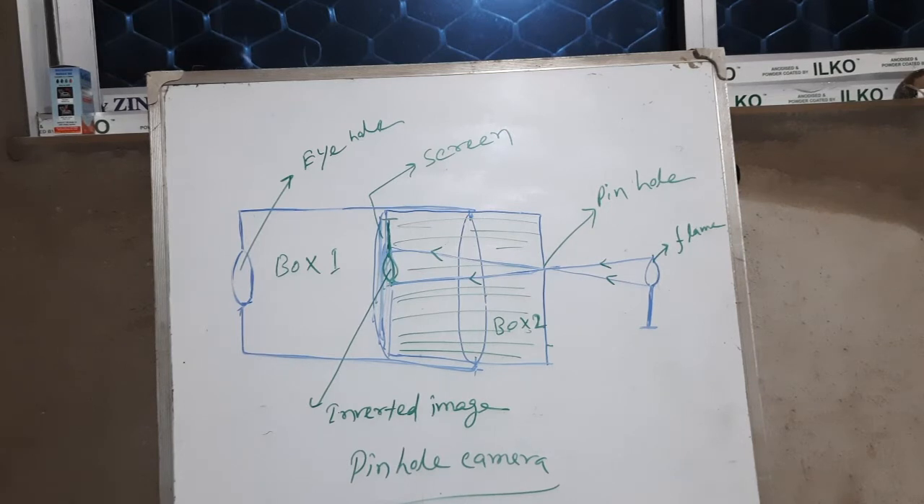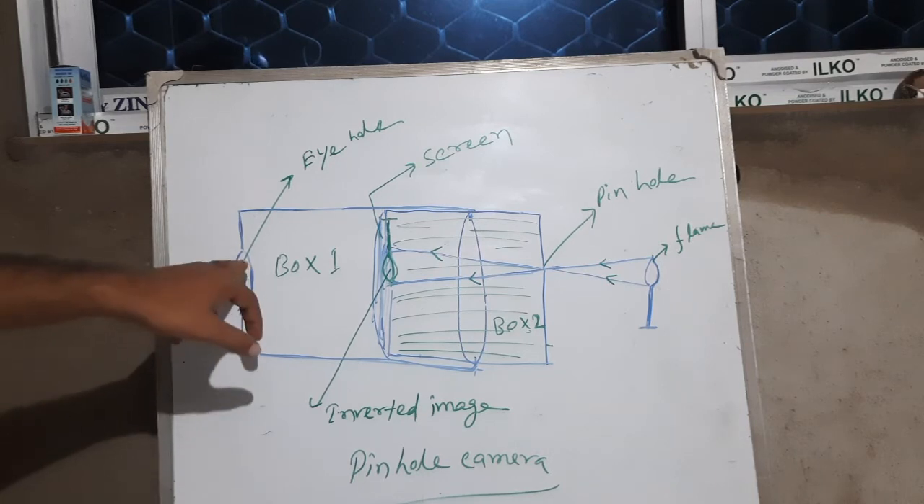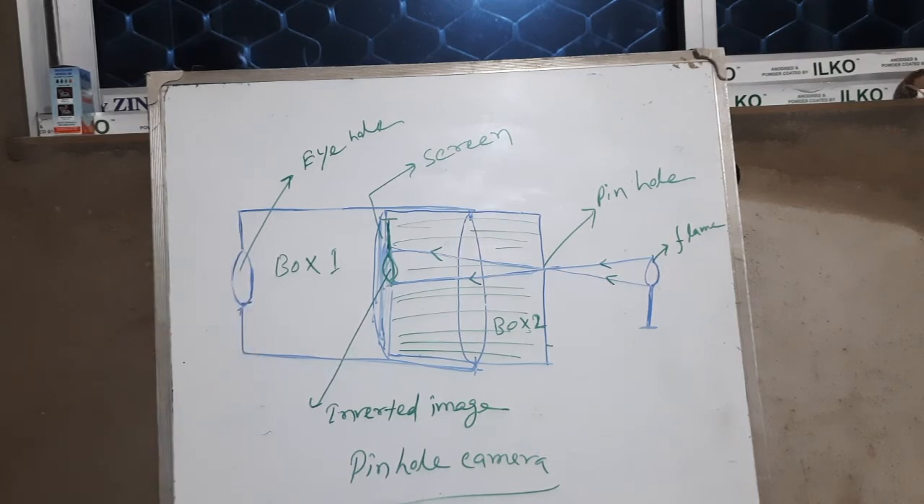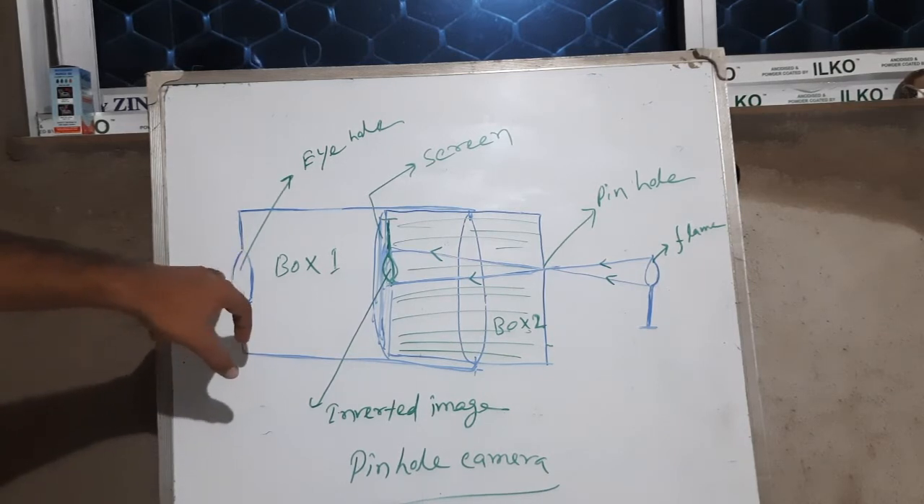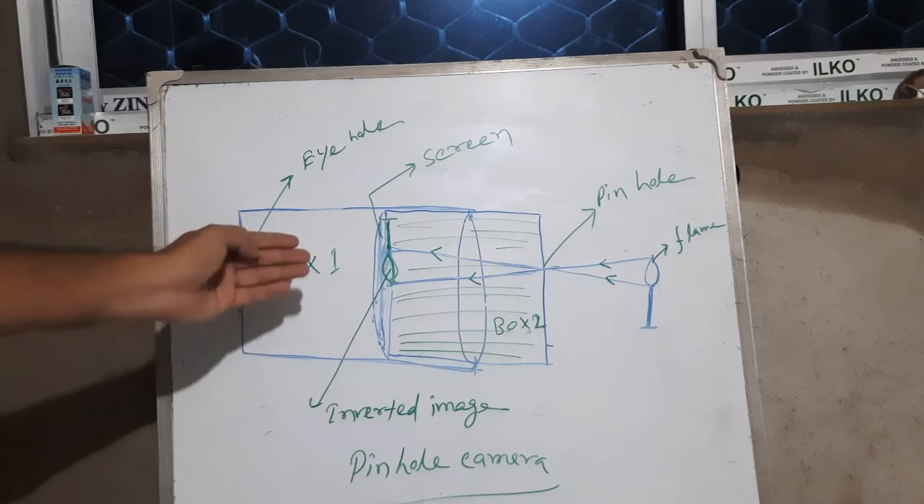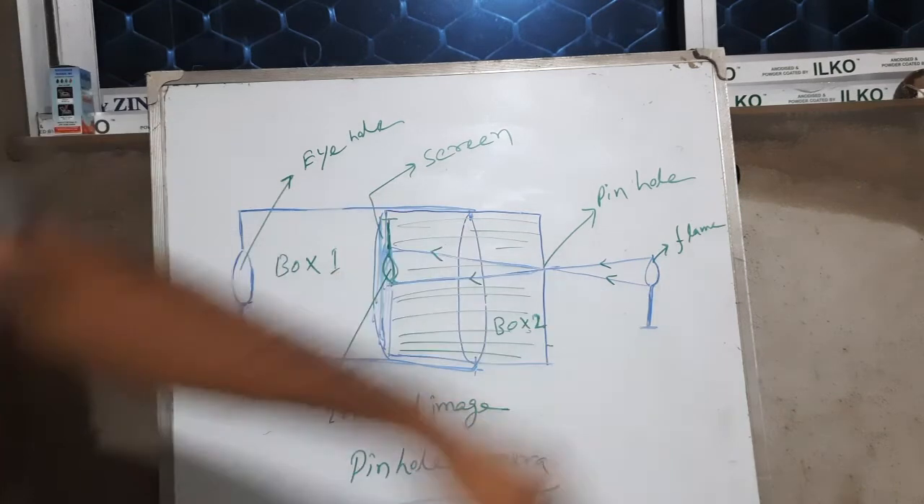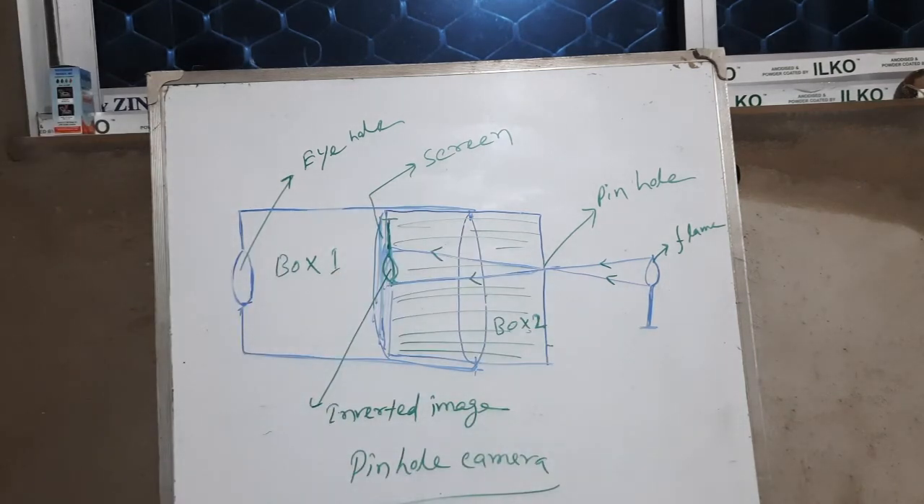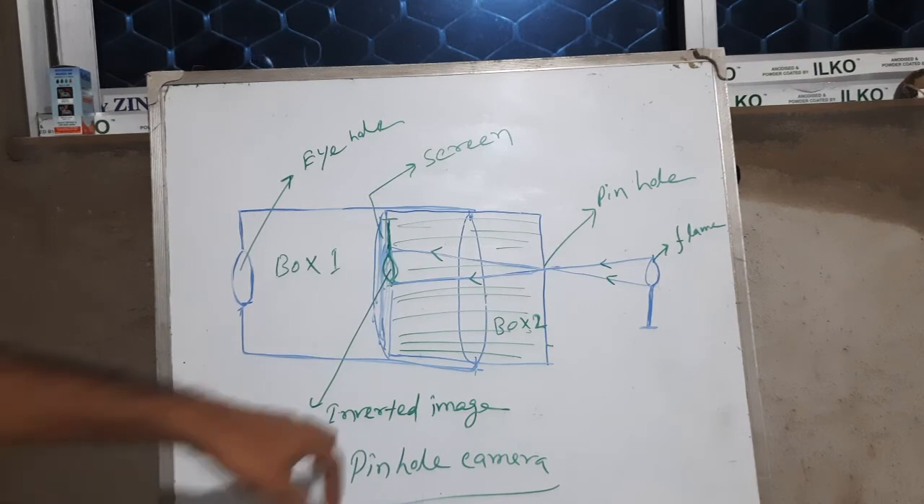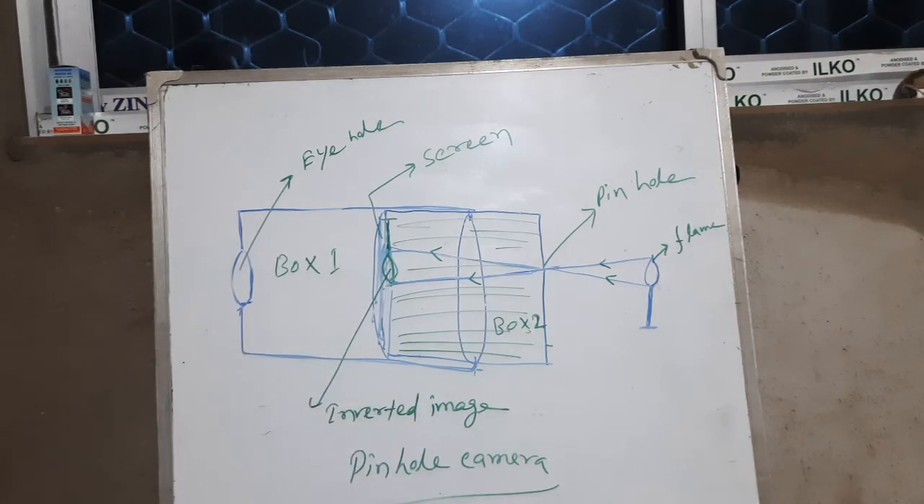And now next, just look at the picture, there is a hole. That hole is the eye hole, meaning through that eye hole we can see. The eye will be placed here. So the screen is over, the eye hole is over. Now one candle is given. That candle's image will be formed on the screen, inverted, meaning the image will be an inverted image.